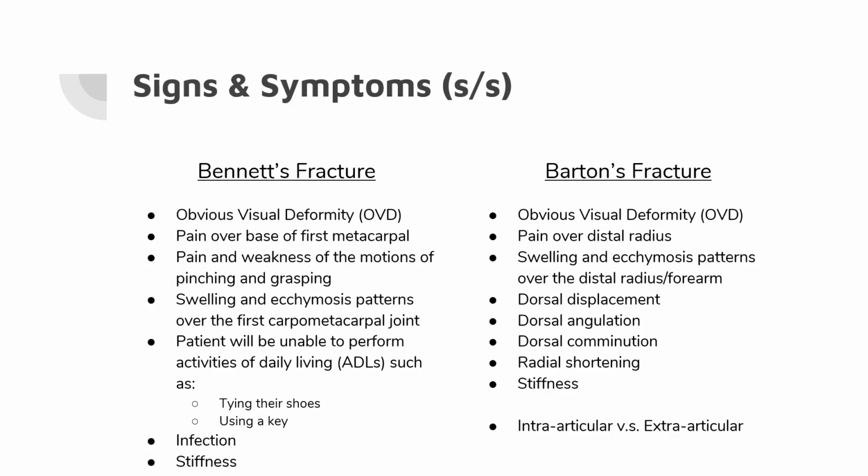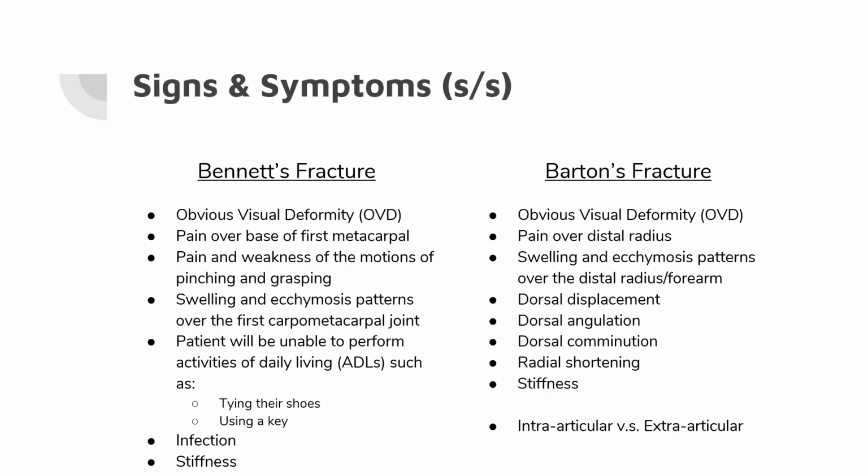Signs and symptoms of Bennett's fracture include obvious visual deformity, pain over the base of the first metacarpal, pain and weakness in the motions of pinching and grasping, swelling and ecchymosis patterns over the first carpometacarpal joint, and the patient will be unable to perform activities of daily living such as tying their own shoes or using a key. Infections may be present as well as stiffness.